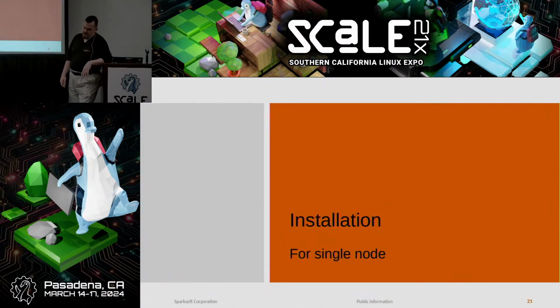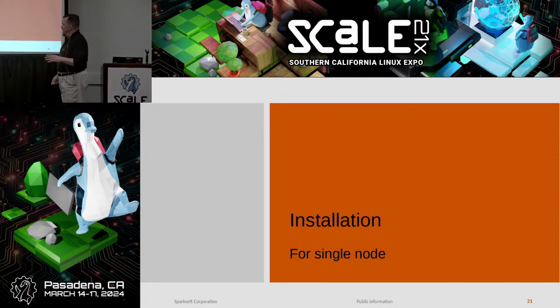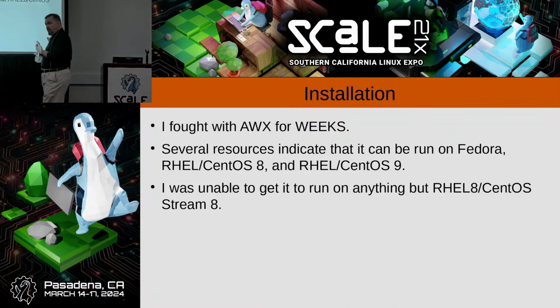So, like I said, for AWX, there is a how-to in the AWX GitHub repo. It's terrible. Don't do it. It's seriously painful. And I'll talk about what I ran into. But for single node, I tried on Fedora 39.